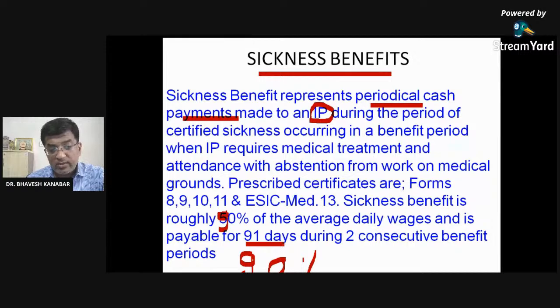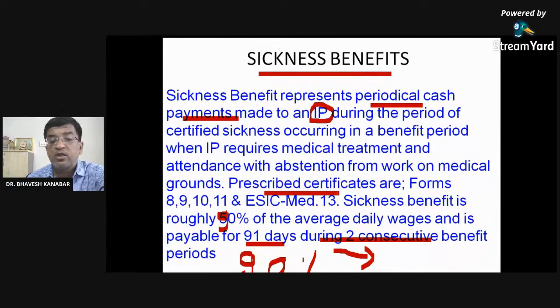Up to 91 days during 365 days, right? Continuous 365 days. So from January to December, it includes 365 days, right? For any continuous period of 91 days, 90% of the average daily wage. Suppose the average daily wage is 100 rupees, then 90 rupees per day is provided to the worker if the worker is suffering from sickness which is in the prescribed certificate, right?